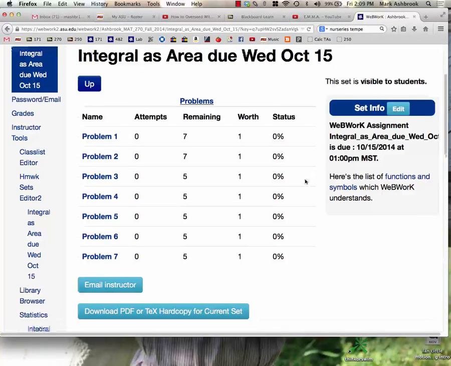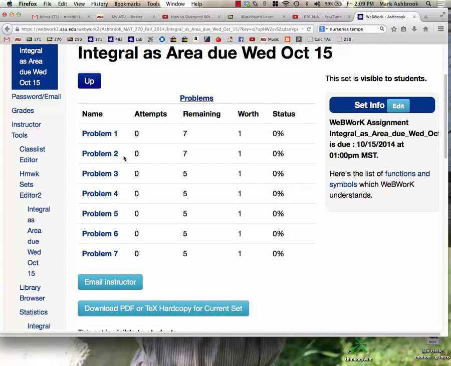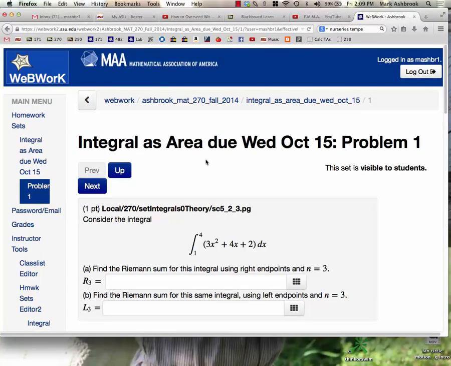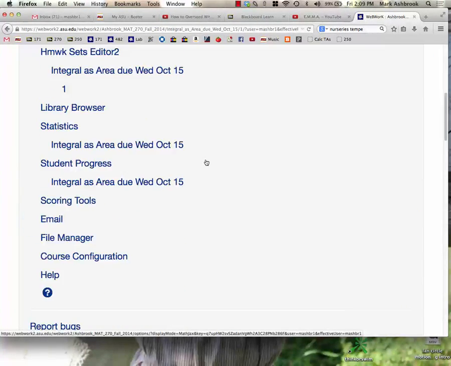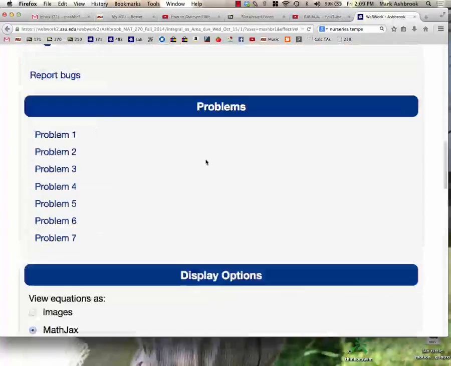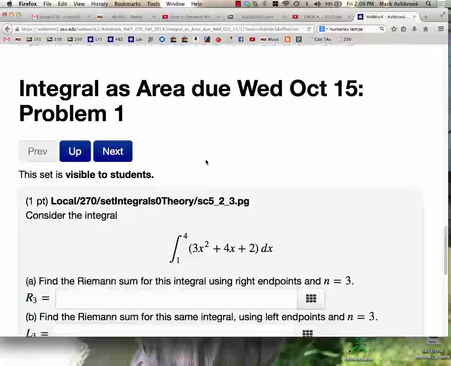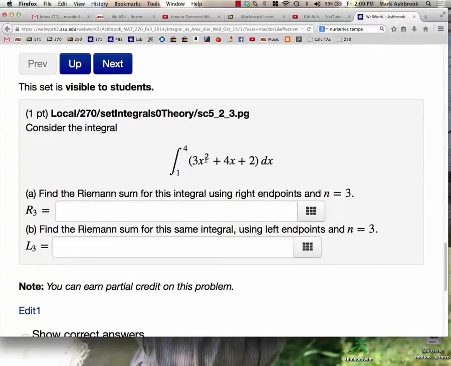So when you click on that assignment, you'll see 7 problems. Let's do the first problem together. Okay, so I'm doing your homework. Are you interested? Yes. Okay, all right, here we go.